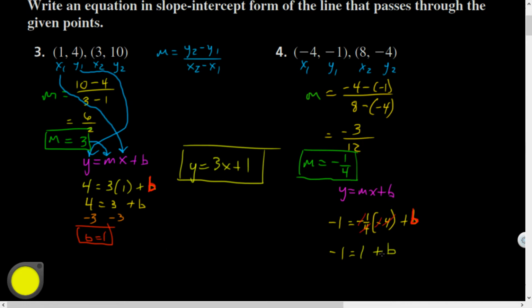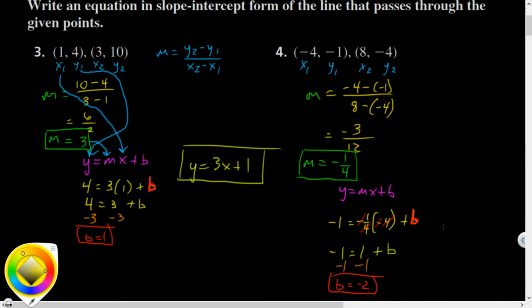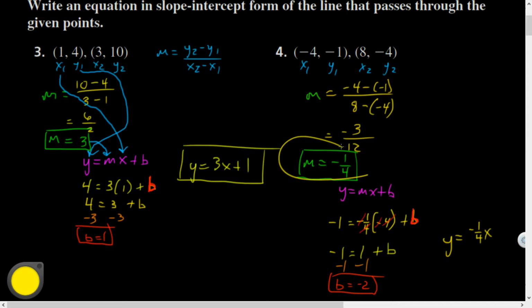1 plus b. How do I get b by itself? Yeah, subtract 1 from both sides. And that's going to become more negative. So I'll get b equals -2. And what is my equation? y equals -1/4 x, right? Plus -2, which I'll just simplify to be -2.